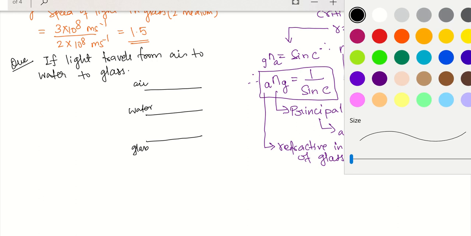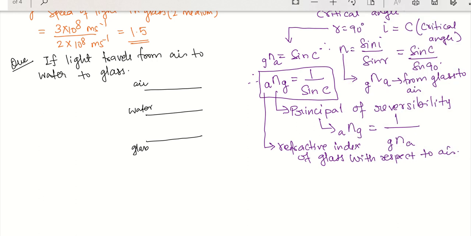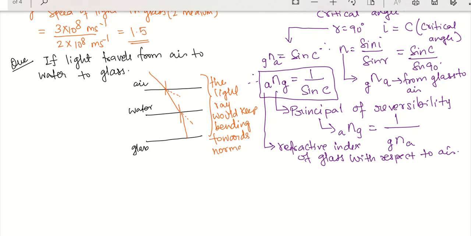So what would technically happen? Let us see now. The ray of light would come here, normal. This is the original, so it would bend a little down, and normal, but this is still bent down. The light ray would keep bending towards the normal, because it is all the time traveling from rarer to denser.